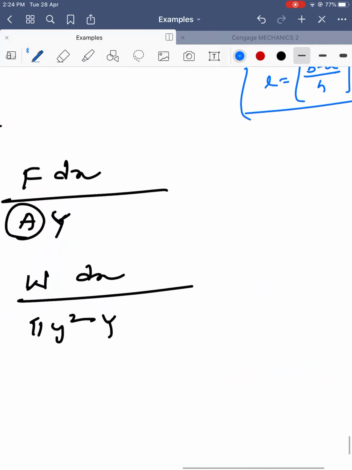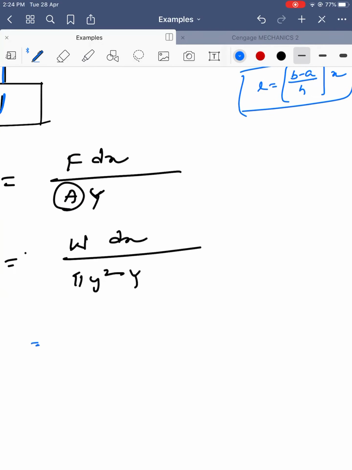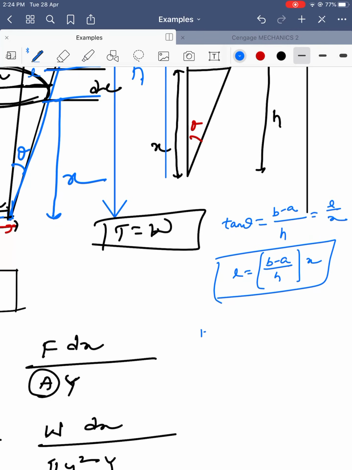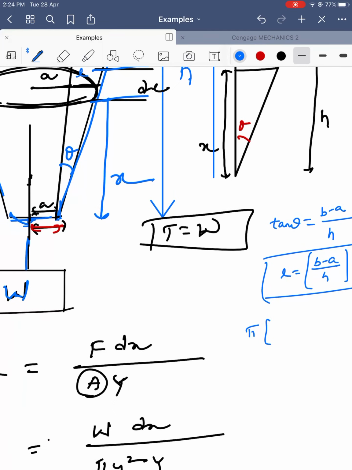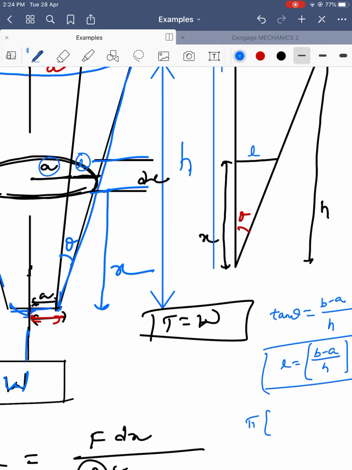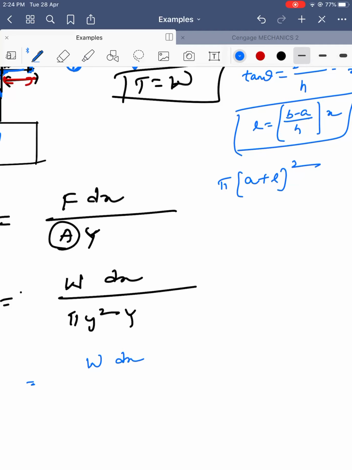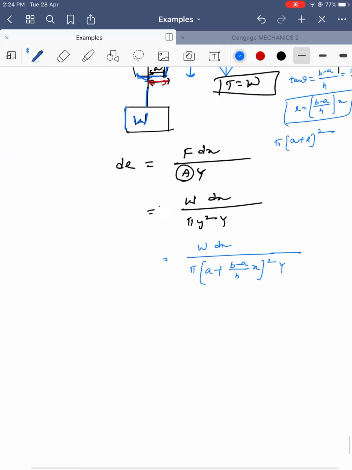So the question becomes a little complicated. Pi y square W into dx. Then the area is equal to what? Pi into y square. Y is nothing but here how much? A plus L. Radius is nothing but A plus L, whole square. Now substitute the values here: pi into A plus B minus A by H into X whole square, dx. This is a dE value.